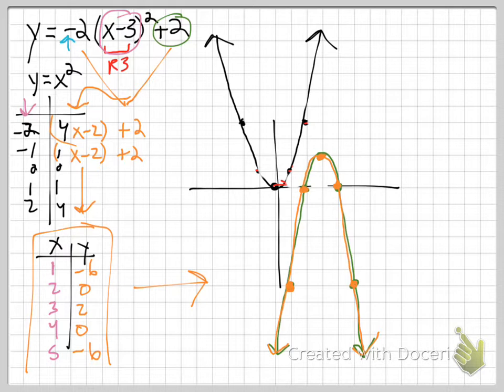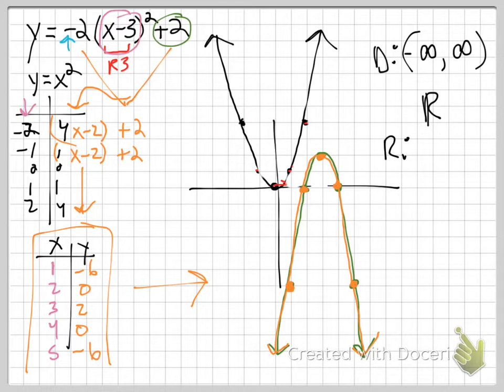I don't really care how you do it. Just know how to analyze this. And finally, before you quit on me, the domain of this function, the leftmost it goes is -infinity, the rightmost it goes is infinity, or all reals. All reals. And then my range of this function, the lowest it goes is -infinity, and the highest it goes is 2, and it includes that 2, or y has to be less than or equal to 2.